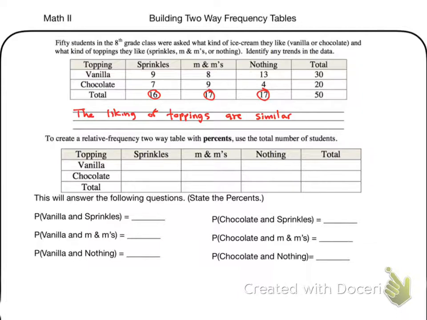Okay. Now it wants us to create a relative frequency, a two-way table with percents, and we want to use the total number of students. Okay, so still we're going to be using the 50. This one's 50 as well. And we're going to do the same thing. So 9 divided by 50 gives us 0.18. So go ahead and fill that out. Let's pause the video while you do it, so we're not wasting time.